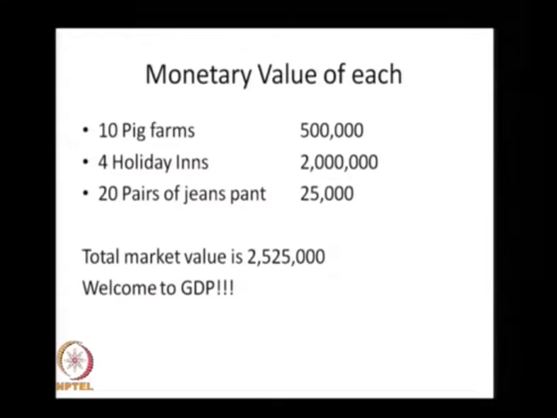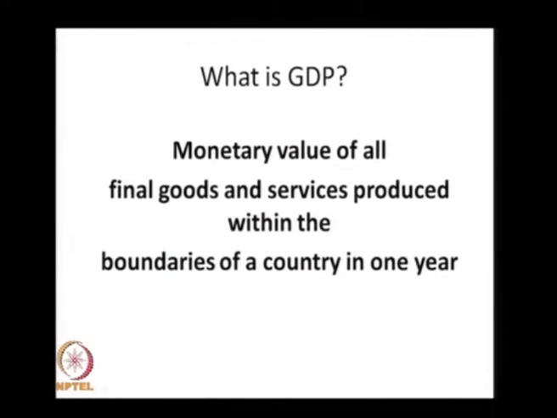To understand the intricacies of calculating the monetary value of the goods and services being produced, the most widely accepted measure of national output is the gross domestic product. Fundamentally, the definition of GDP is that the monetary value of all the final goods and services produced within the boundaries of a country in a single year constitutes the GDP of a country.